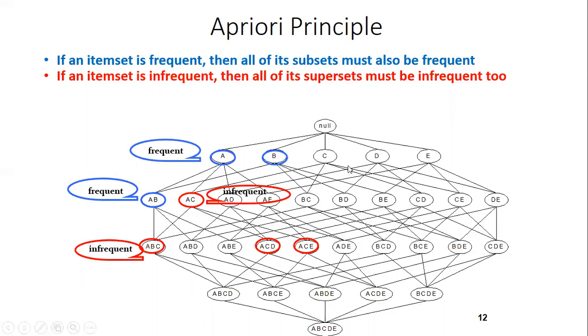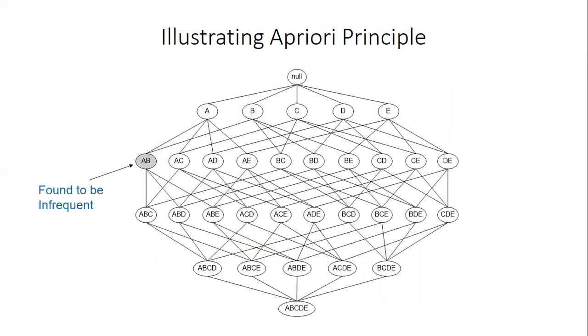To reduce that, the apriori algorithm has come with the apriori principle. The main focus here is to reduce the number of candidate item sets. By using what? The apriori principle, saying that if the item set is frequent, then the subset is frequent. If the item set is infrequent, then the superset will be infrequent. So we can easily eliminate it.